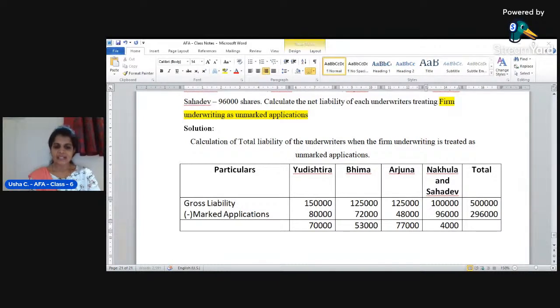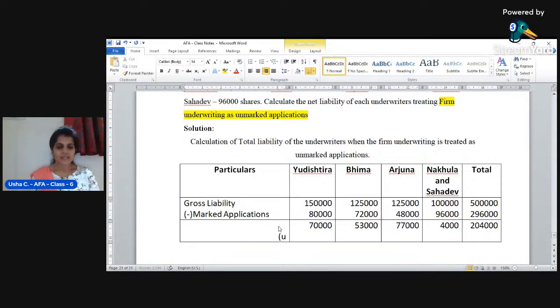Then again 5 lakh minus 2,96,000 is 2,04,000. If you even take the total of these, 70,000 plus 53,000 plus 77,000 plus 4,000 should be equal to 2,04,000 only. Okay. Next is, from this now deduct unmarked applications.